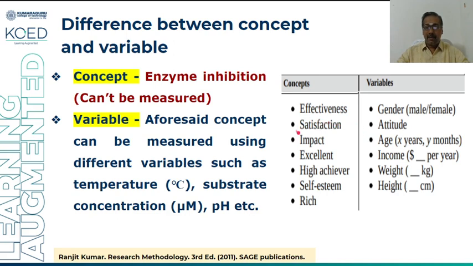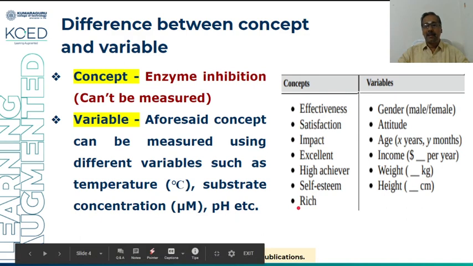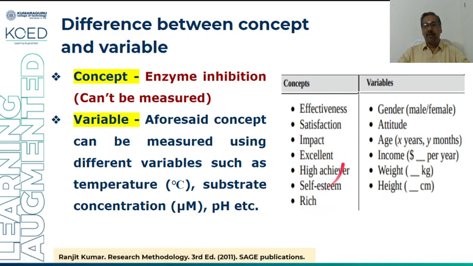But this is dimensionless. Satisfaction, how to measure? There is no unit for satisfaction. There is no unit for effectiveness. So these are all dimensionless, where you cannot measure. These are all phenomena, these are all concepts. So the difference between concept and variable is very simple. A concept cannot be measured, a variable can be measured. So this you have to keep in mind.